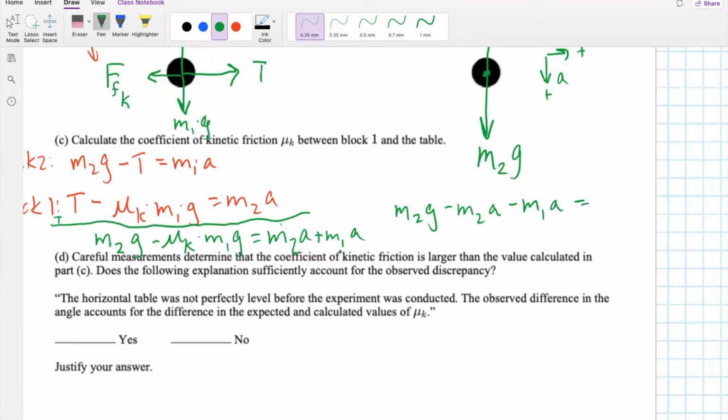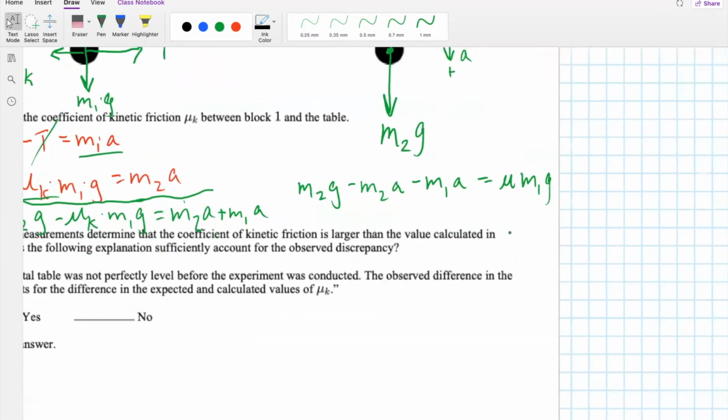So I moved over the M2A and the M1A because I added both sides. What happens when we add these guys is they cancel. And so we just get this minus that equals that plus that, because we really added the equations. We just happen to have a subtraction symbol there in the intermediate terms. And so this becomes mu M1G. And at the end of the day, sorry, I did not give myself enough space.